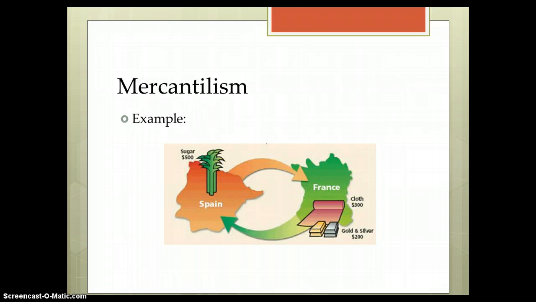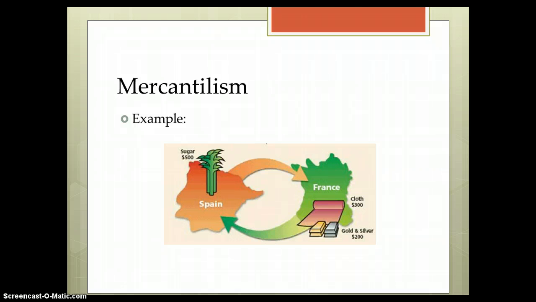If you look at the diagram, you can see here it is an example of what mercantilism is all about. This is a diagram that shows two countries. And as you can see, Spain achieves a favorable balance of trade because of the sugar, and they are exporting the sugar to France, and France is importing cloth. However, the cloth is worth $300 and the sugar is worth $500. Therefore, France has to add $200 worth of gold or silver.